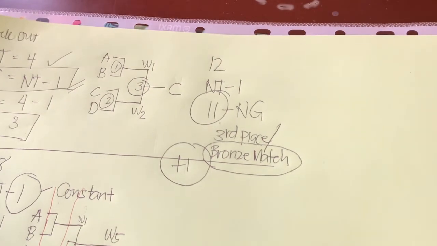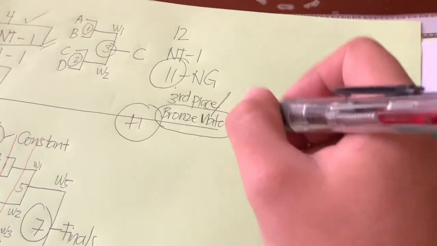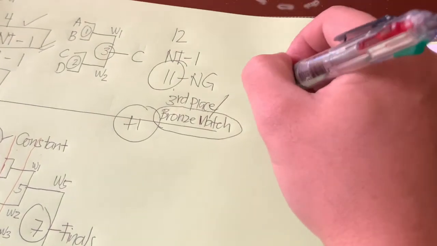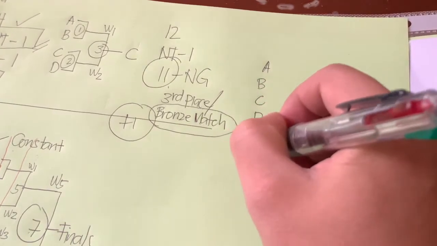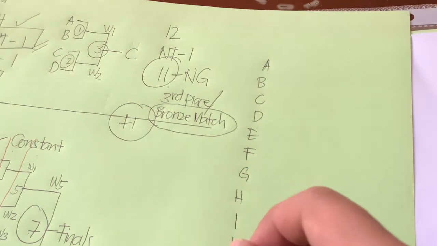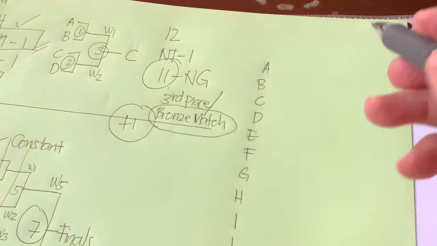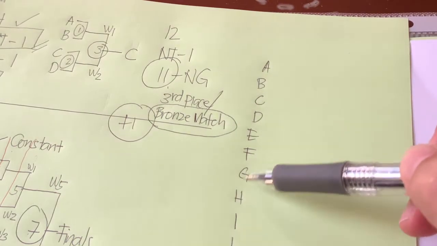How so? Let's find out. If we have 12 teams: A, B, C, D, E, F, G, H, I, J, K, L. 1, 2, 3, 4, 5, 6, 7, 8, 9, 10, 11, 12.